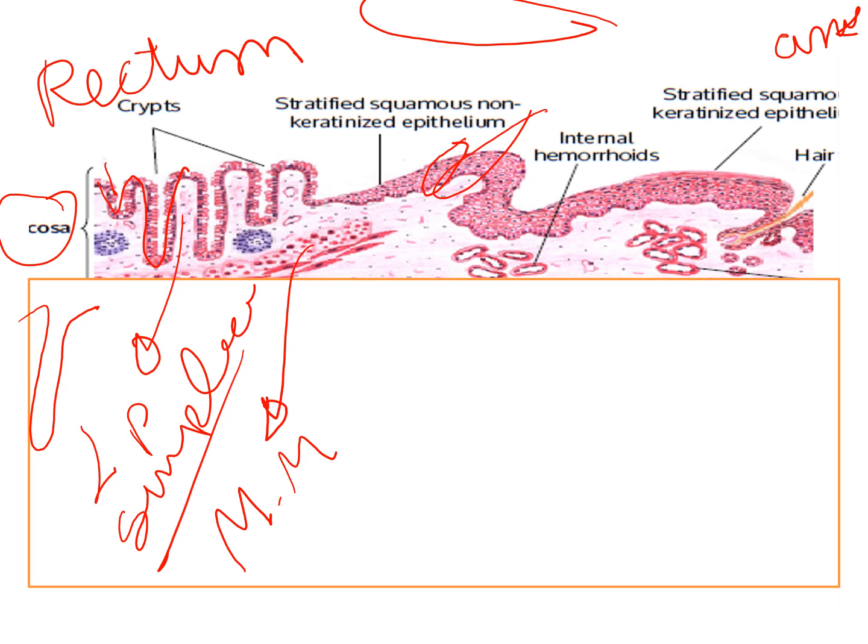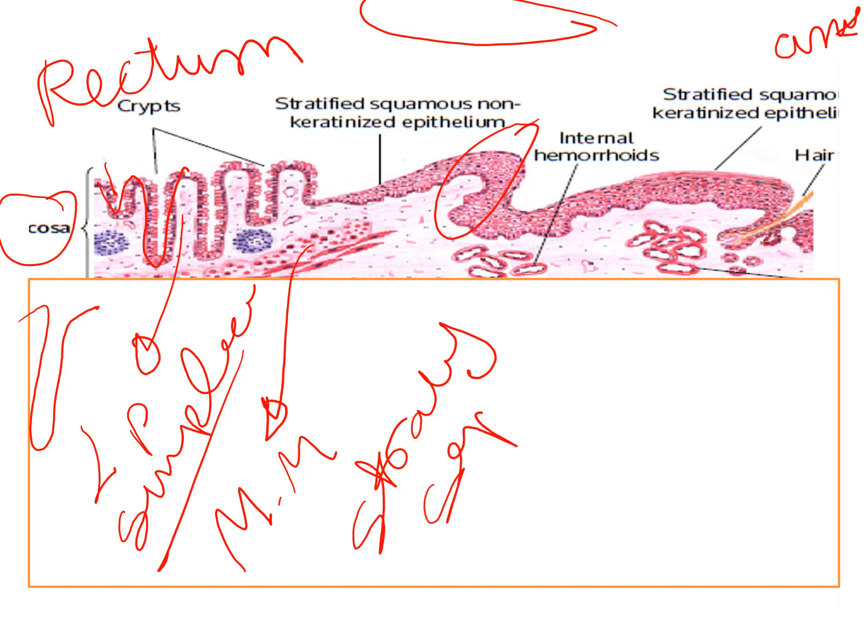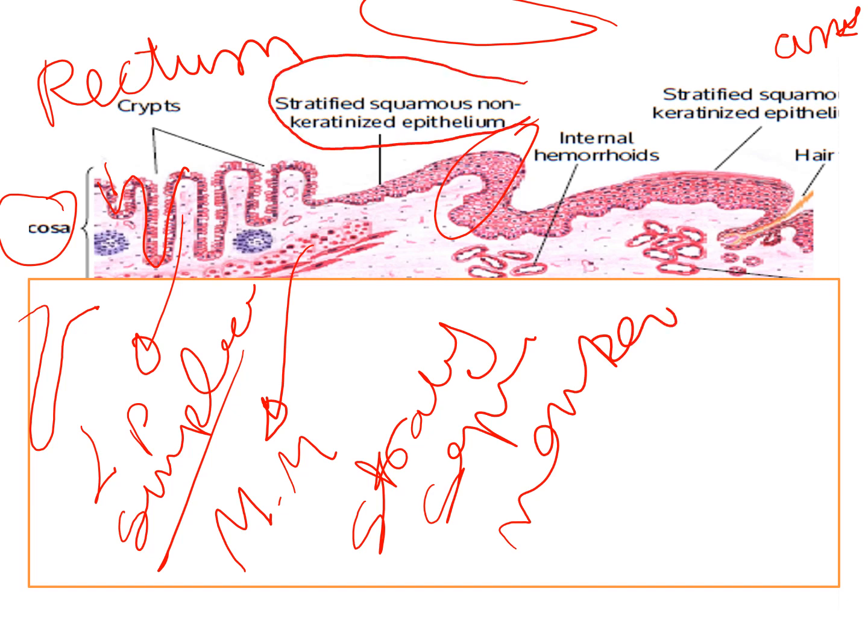Can you see the second type of epithelium which appears here? Is it simple columnar like that? No, it is more than one layer. So is it simple or stratified? It is stratified squamous. Is it keratinized? We are inside the body. It is non-keratinized. So here at the anal valve we have stratified squamous epithelium non-keratinized.